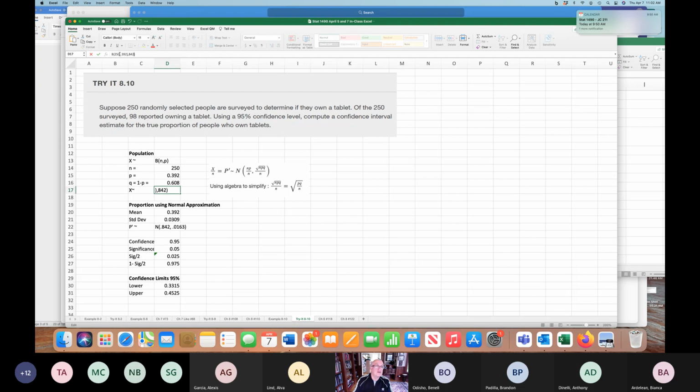And I can get rid of all this other stuff. Using a proportion, using a normal approximation, the mean is 0.392. The standard deviation is what? 0.0309. Did I get the right numbers? I think I did. 0.0309. So my normal approximation is going to be what?